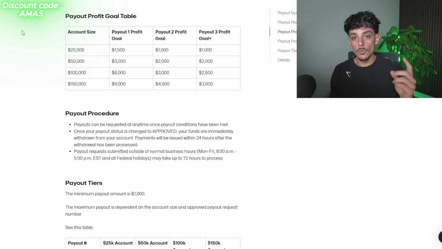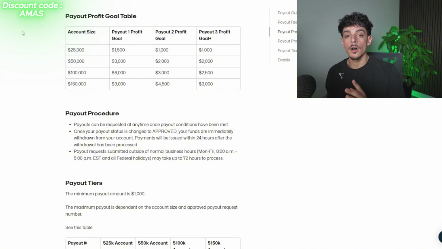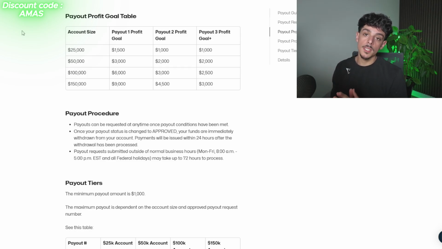For you to request your first payout on a 50K account, you need to make $3,000 of profits with a 20% consistency rule. What does that mean? It means that your biggest trade cannot be more than $600, all right? So you need to make $3,000, then you can request a $2,000 payout.